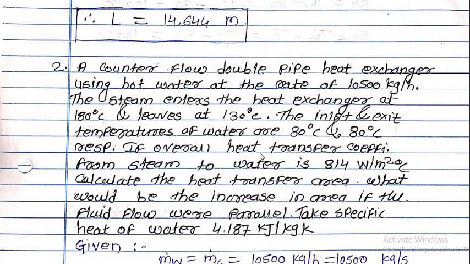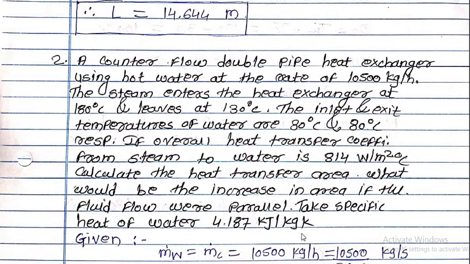If overall heat transfer coefficient from steam to water is 814 watt per meter square degree Celsius, calculate the heat transfer area. What would be the increase in area if the fluid flow were parallel? Take specific heat of water is equal to 4.187 kilojoule per kg Kelvin.